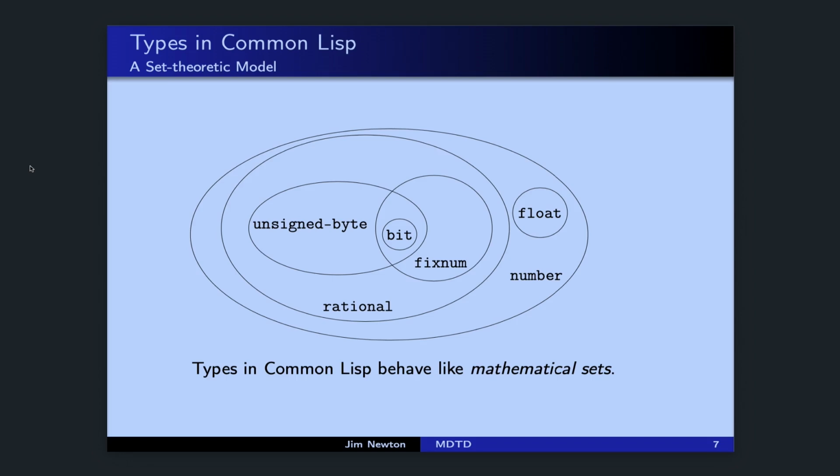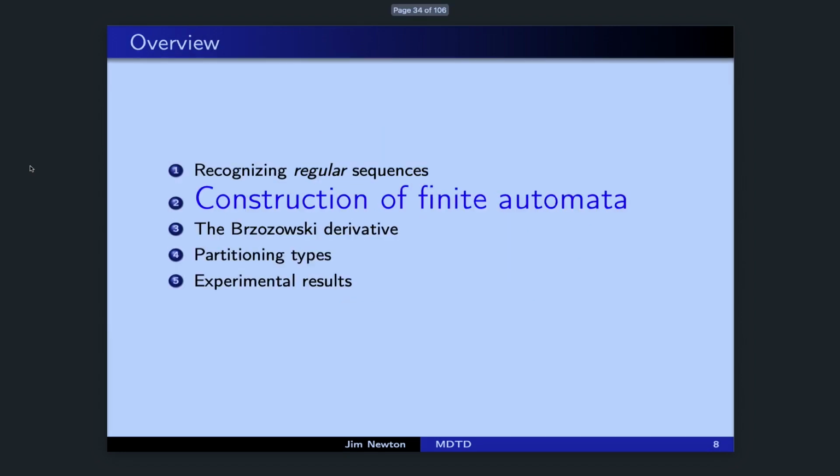So types in Common Lisp behave like sets. And we have this function called subtypep, which we can use to ask questions about types, such as the subtype relation. So we can ask, is float a subtype of number? Is unsigned-byte and fixnum a subtype of rational? Does the intersection of rational and float contain something, or is it empty? And we see from the diagram there that in fact float does not intersect rational. But unfortunately, sometimes subtypep returns don't know. So it either returns yes, no, or don't know, in the cases that it could not prove or disprove the question.